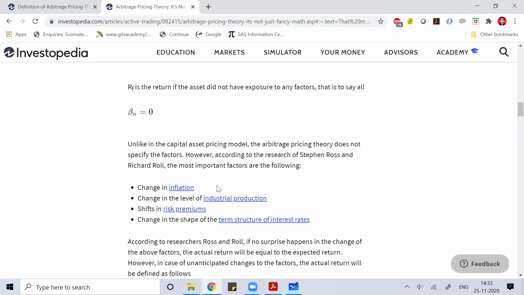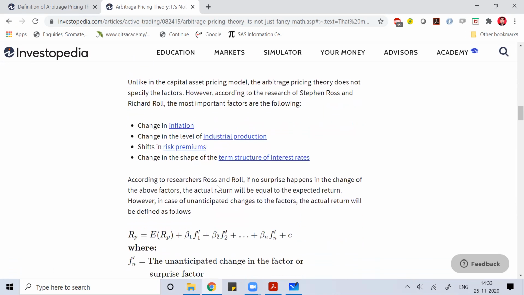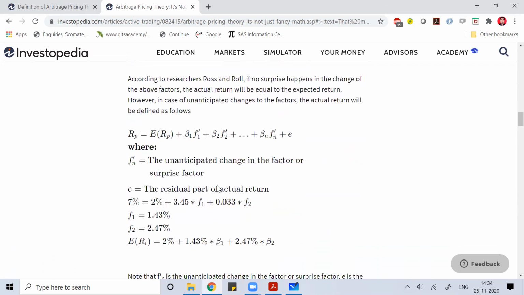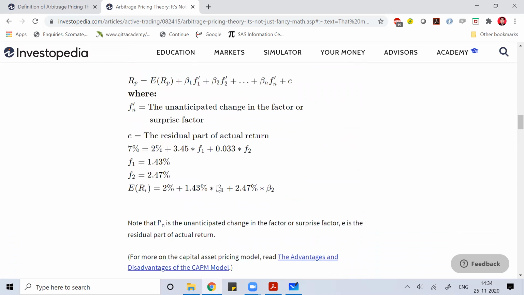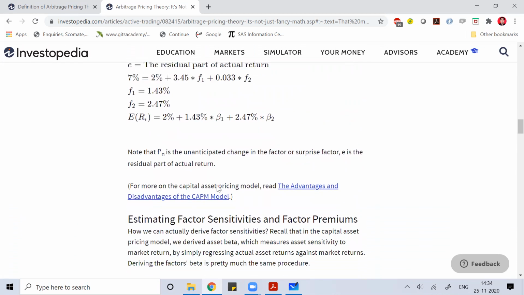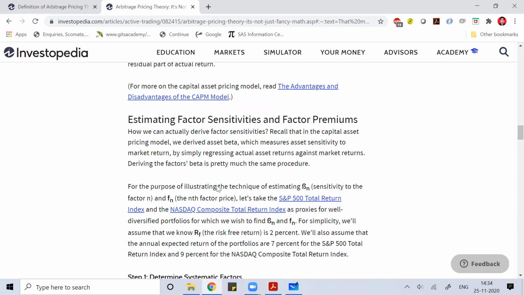So you can see that when you talk about risk, it can be microeconomic risk, it can be macroeconomic risk. Microeconomic risk, although we can minimize by following portfolio, by working on diversification, but macroeconomic risk is very difficult to minimize. So this is what the arbitrage pricing model basically discusses with us.